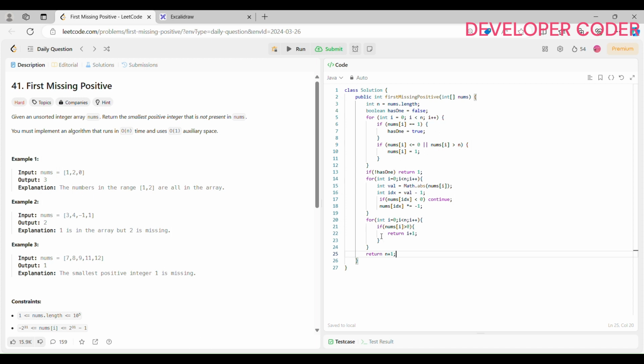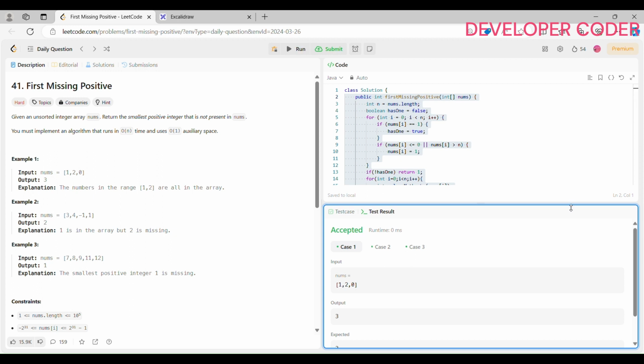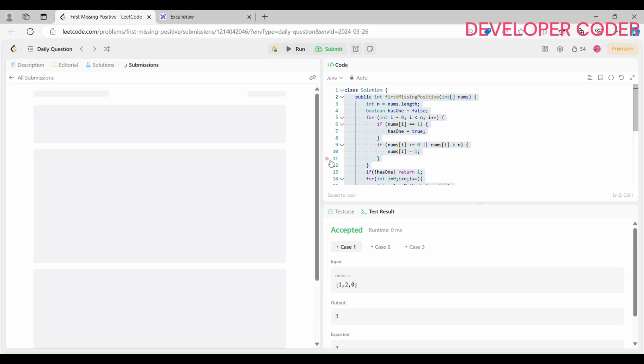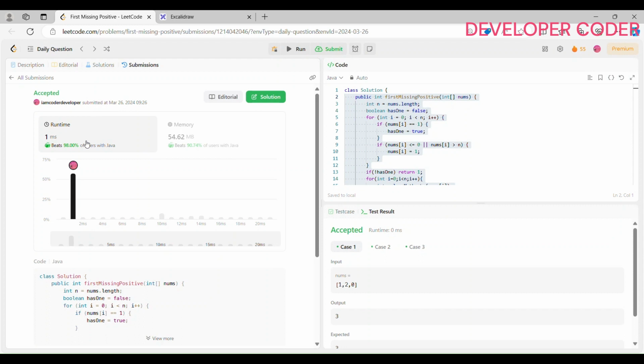That's it. Code is very simple, just 27 lines. And now you guys are not going to say that it's a hard problem, right? So let's run it and see if there are any code issues. All the test cases have been accepted. Now let me submit it. So our solution is accepted, and the runtime is also very good, 1 millisecond only, and it beats 98% of users with Java.